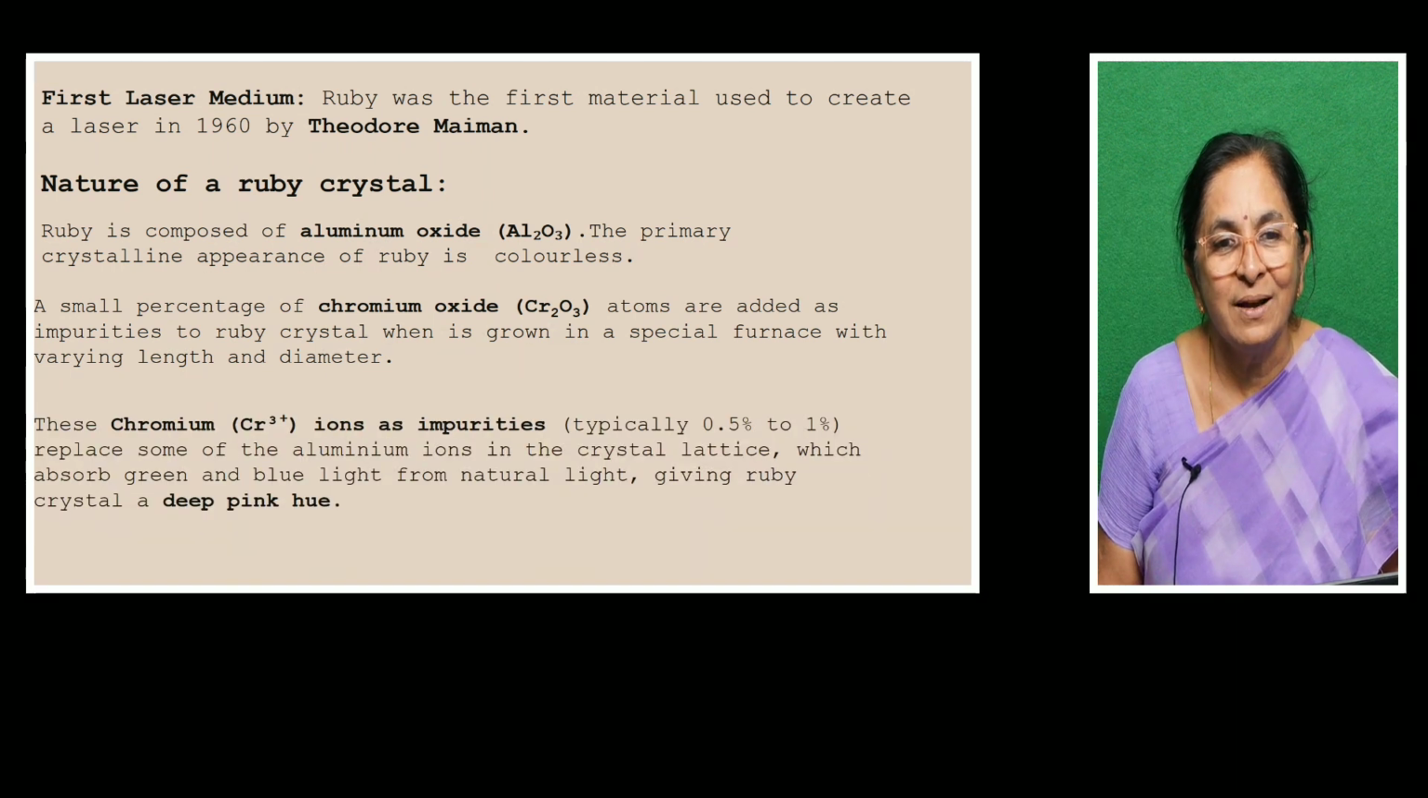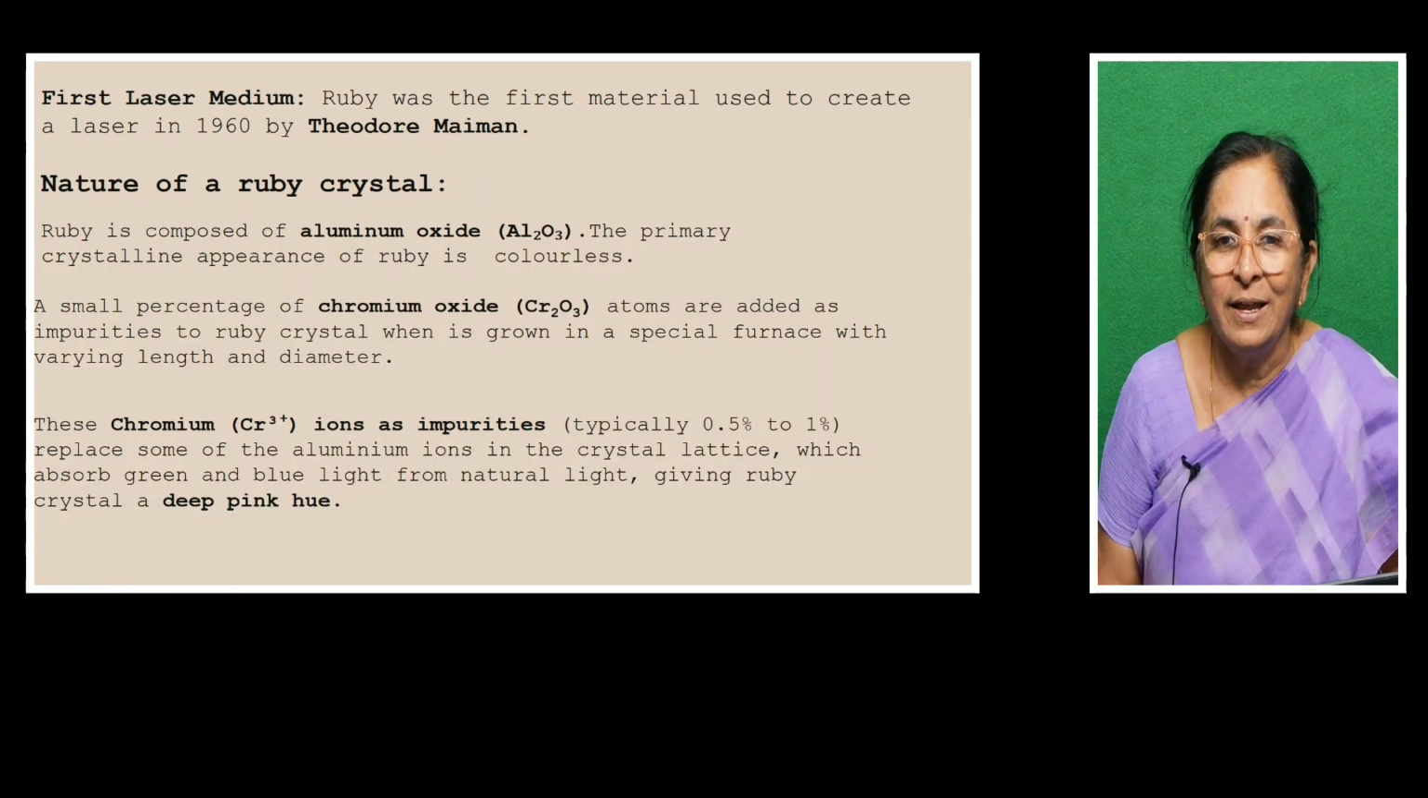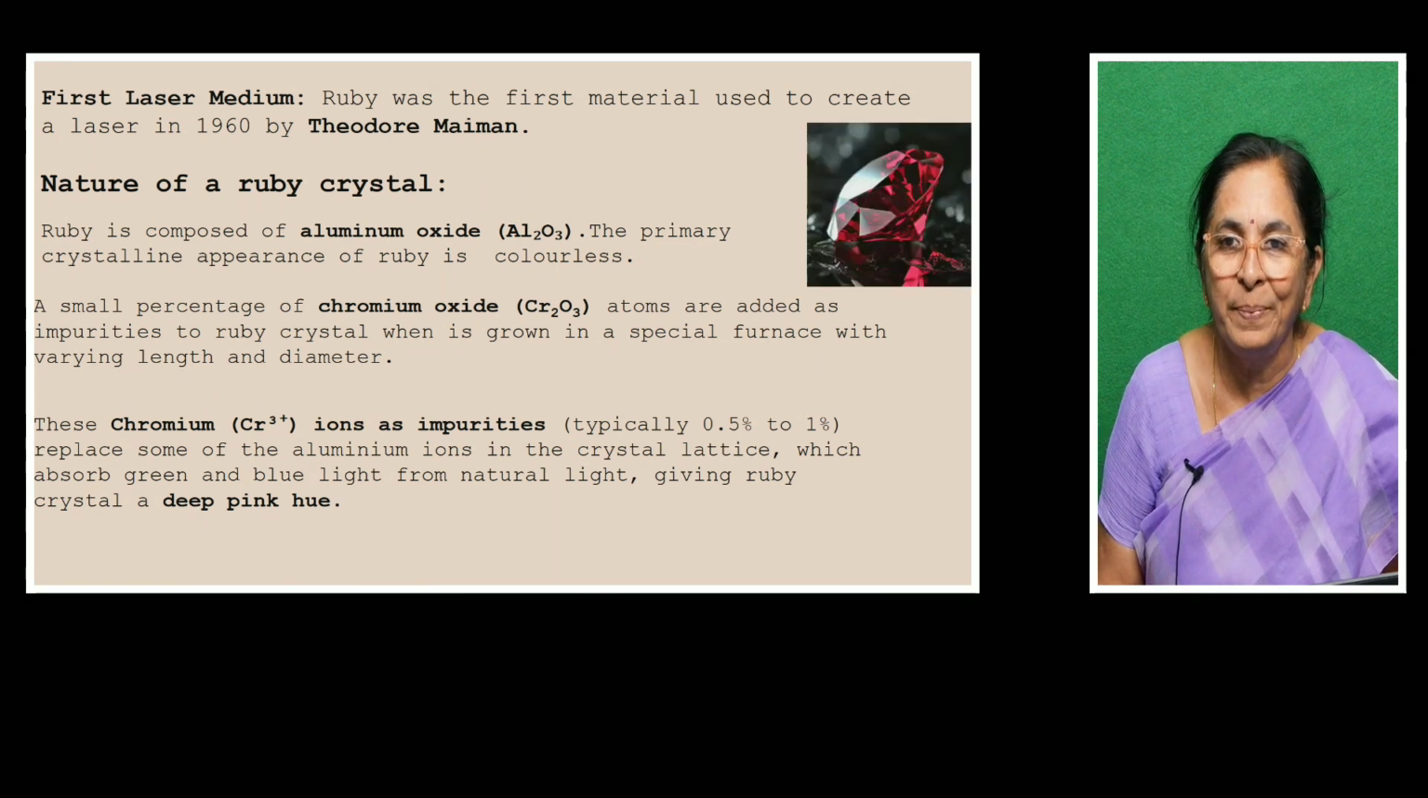These chromium Cr3+ ions act as impurity atoms, typically at 0.5% to 1% in the ruby crystal, and replace some of the aluminum ions in the crystal lattice. They absorb the green and blue light of the natural light. That means natural light has 7 colors, but these chromium ions absorb the green and blue part of the natural light, giving ruby crystal a beautiful deep pink hue.